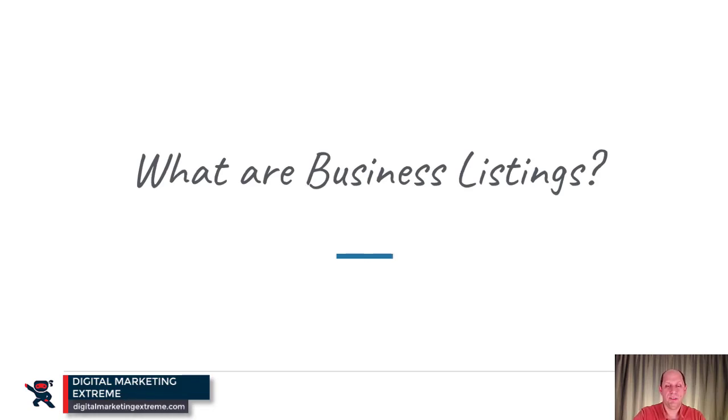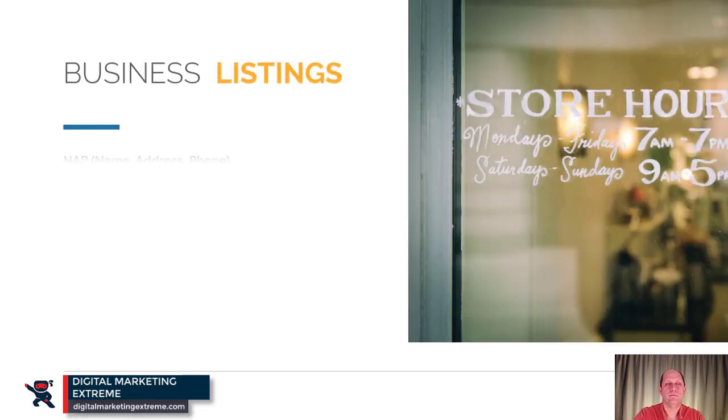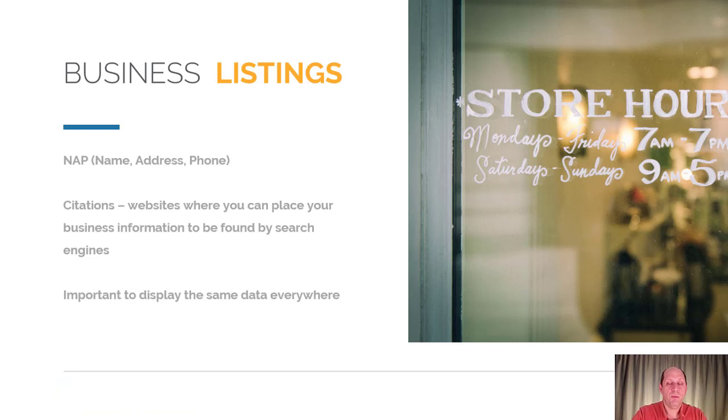So, what are business listings? A business listing consists of three attributes, which are sometimes referred to as NAP, short for your business name, business address, and business phone. Citations are actual websites where you can place your business information to be found by the different search engines.